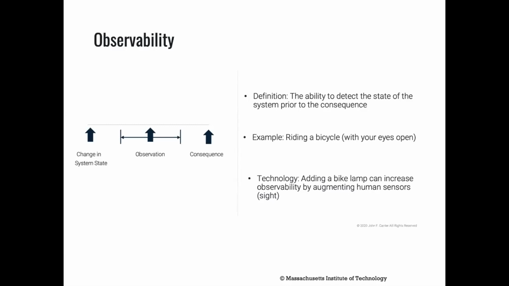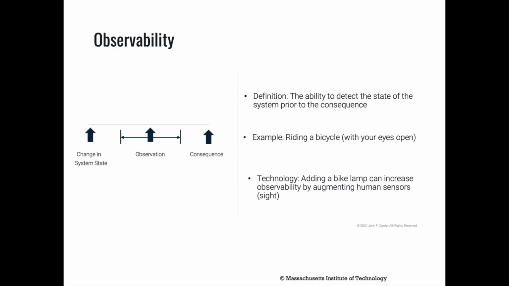So when we think about this concept in a control system space, it's the ability to detect the state of a system prior to its consequence. And the classic example is riding a bicycle with your eyes open, because you can look ahead of you and see that the road or system is changing, and your observation occurs before the consequence. So unless you're able to observe the change in system before the consequence, you have no ability to change the outcome.